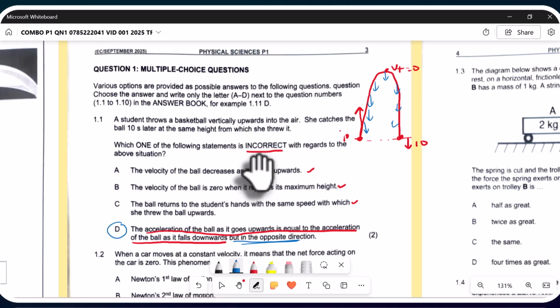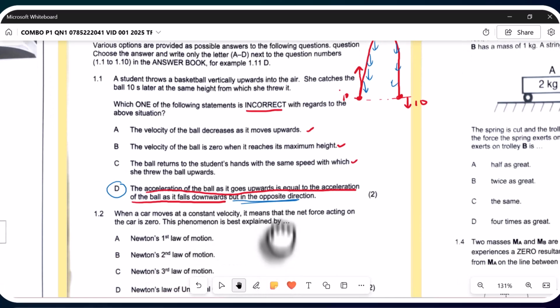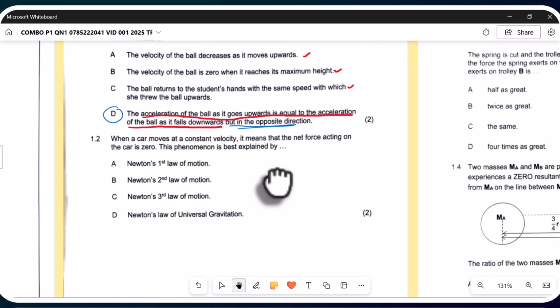Okay. Let us proceed. 1.2. Question 1.2 Eastern Cape. It says here that when a car moves at a constant velocity, it means that the net force acting on the car is 0. Then they say, how can you best explain this?